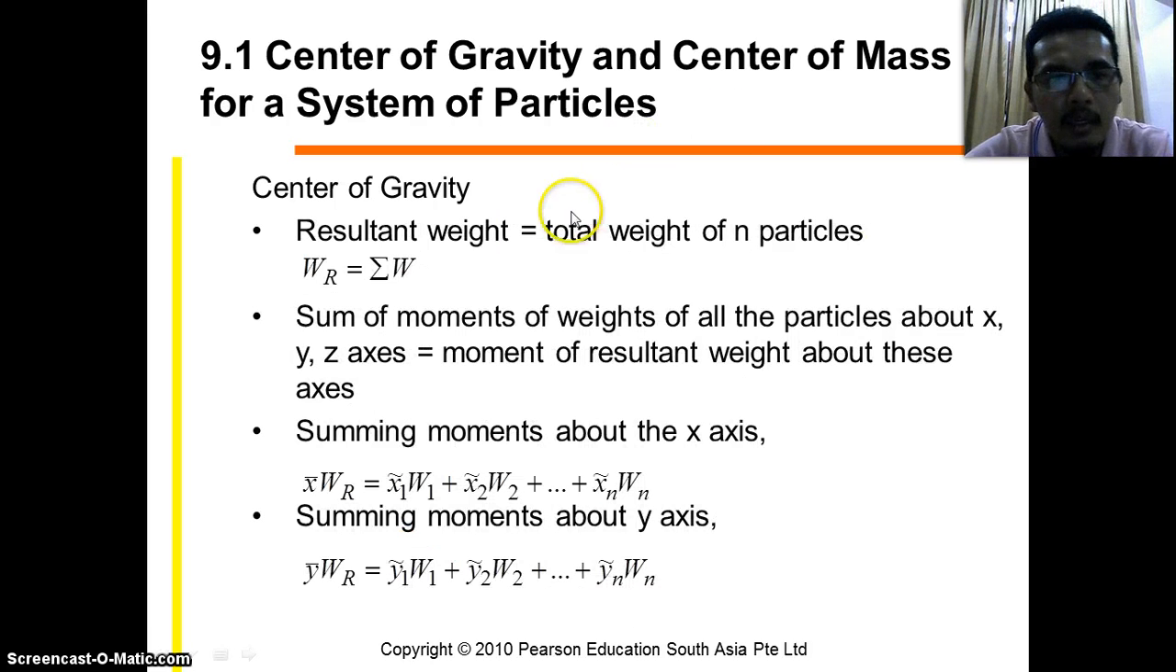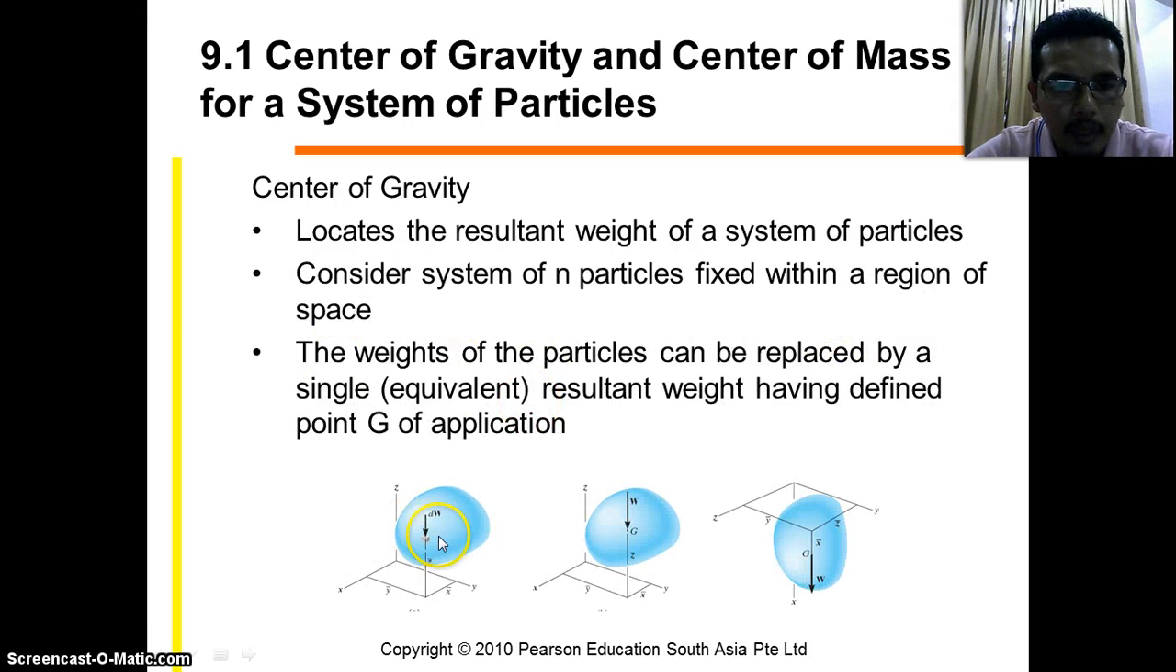Okay, as I said just now, the resultant weight is equal to the total weight of the n particles. So W_R is the resultant weight, equal to the total weight of the n particles. Now let's recap what we have learned in moment. The sum of the moments of the weights of the particles about the x, y, and z axes is actually the moment of the resultant weight about these axes. For example, we have this differential x, differential W.